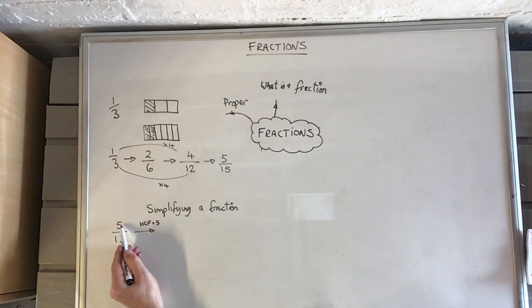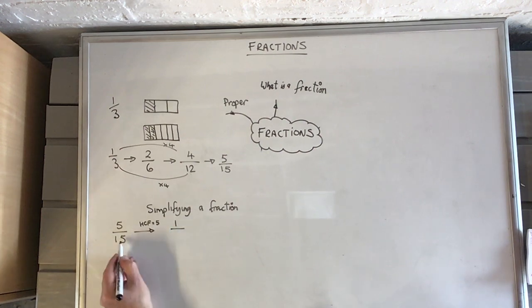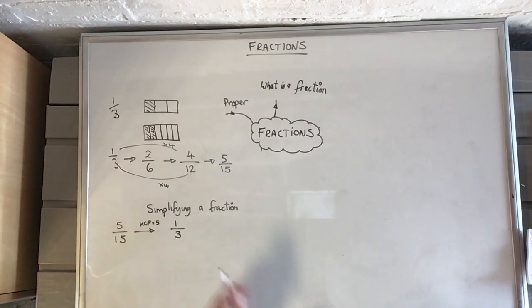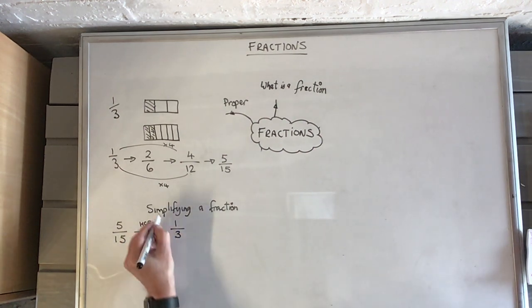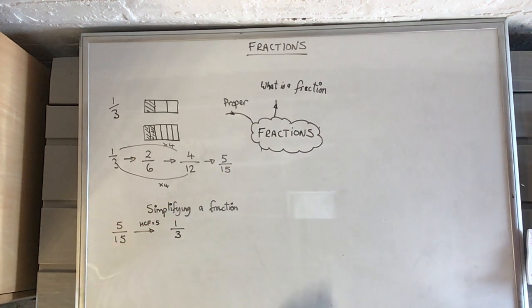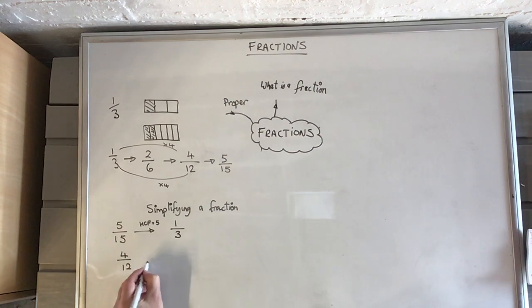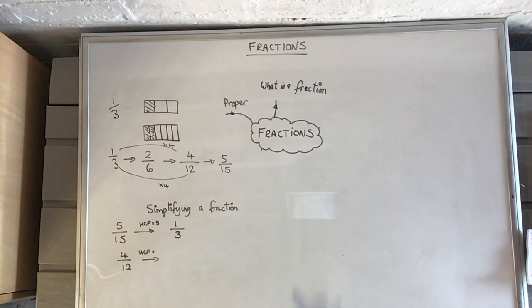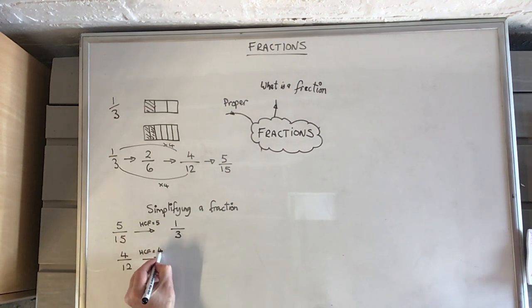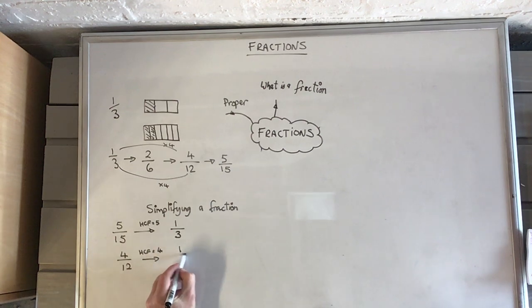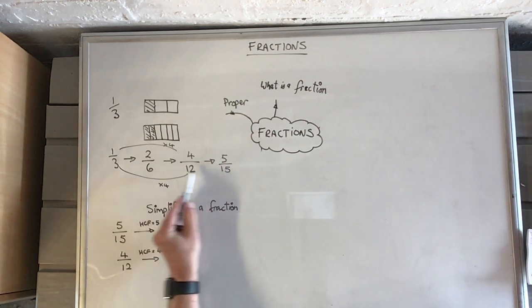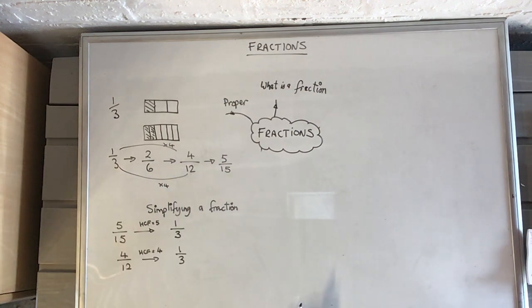So 5 into 5 goes once, 5 into 15 goes 3 times. Third. That's a simplified fraction. Let's take 4 over 12. Let's simplify that. So we look for the highest common factor between 4 and 12. Well, that's just 4. 4 into 4 goes once. 4 into 12 goes 3 times, a third.